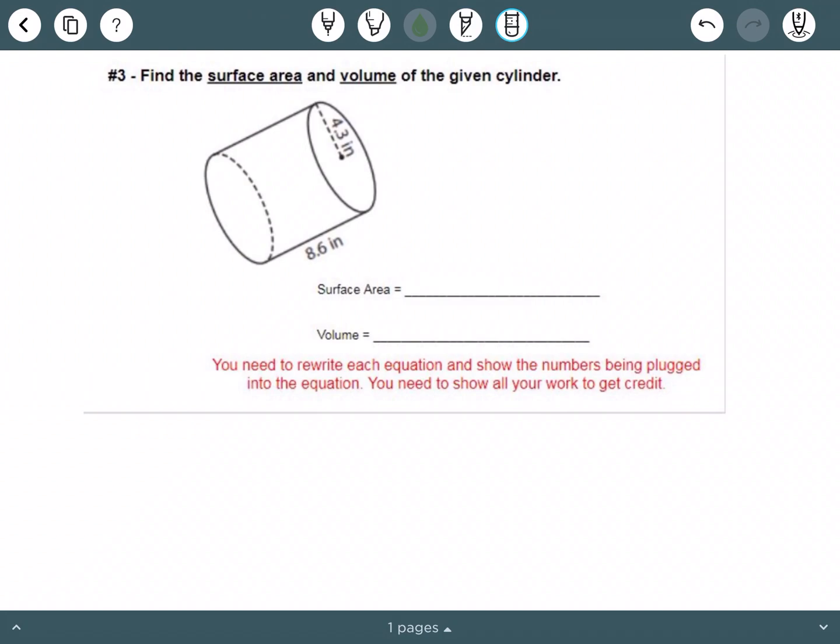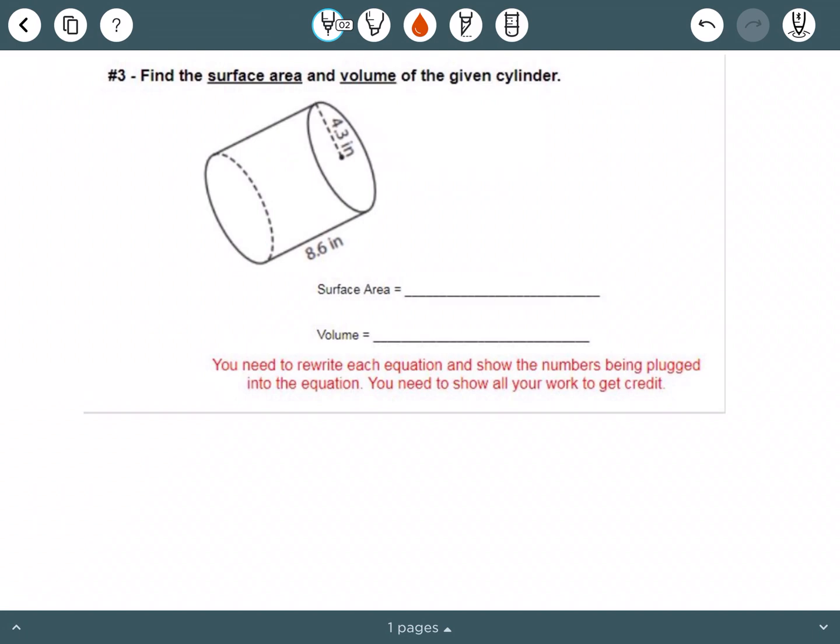Oh, okay. So we know that. We don't need those red directions to tell us that because we are good on that. So let's start with the volume. I think the volume is actually easier than the surface area.